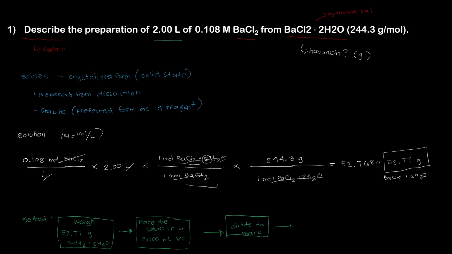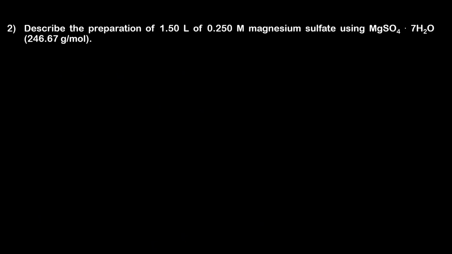Then we prepared 0.108 molar BaCl2. Okay, that's how easy it is. You can explain this through a sentence form, but this one is easier to see through method view. That's how you prepare 0.108 molar BaCl2.